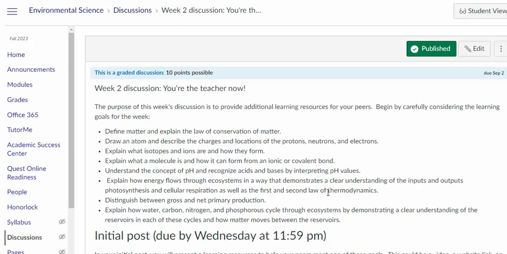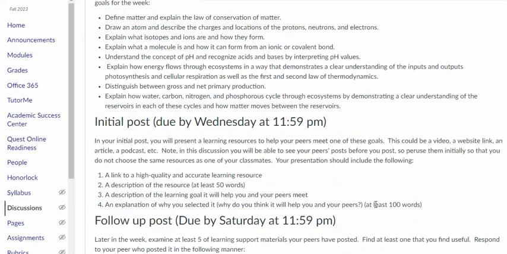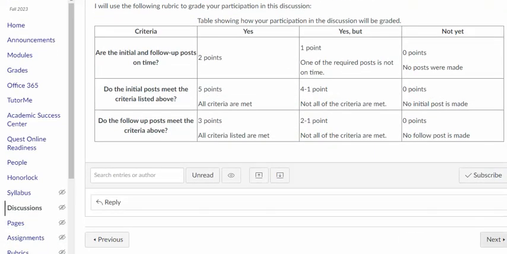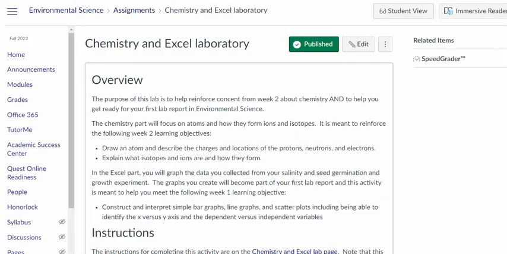You're going to make a post by Wednesday to the class telling us which learning objective you identified and what resource you found. And then by the end of the week, check back into the discussion and respond to one of your peers' posts. Those responses are due by Saturday at 11:59 p.m.